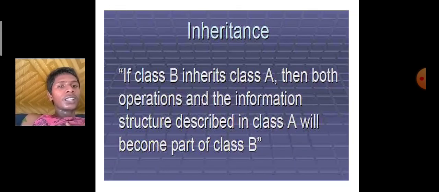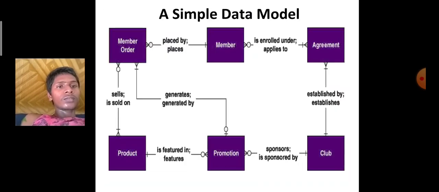Inheritance: if class B inherits class A, then both the operations and the information structure described in class A will become part of class B. A simple data model: a member places an order, placed by; a member is enrolled by an agreement, applies to; an agreement is established by a club, establishes; and a club sponsors, is sponsored by.